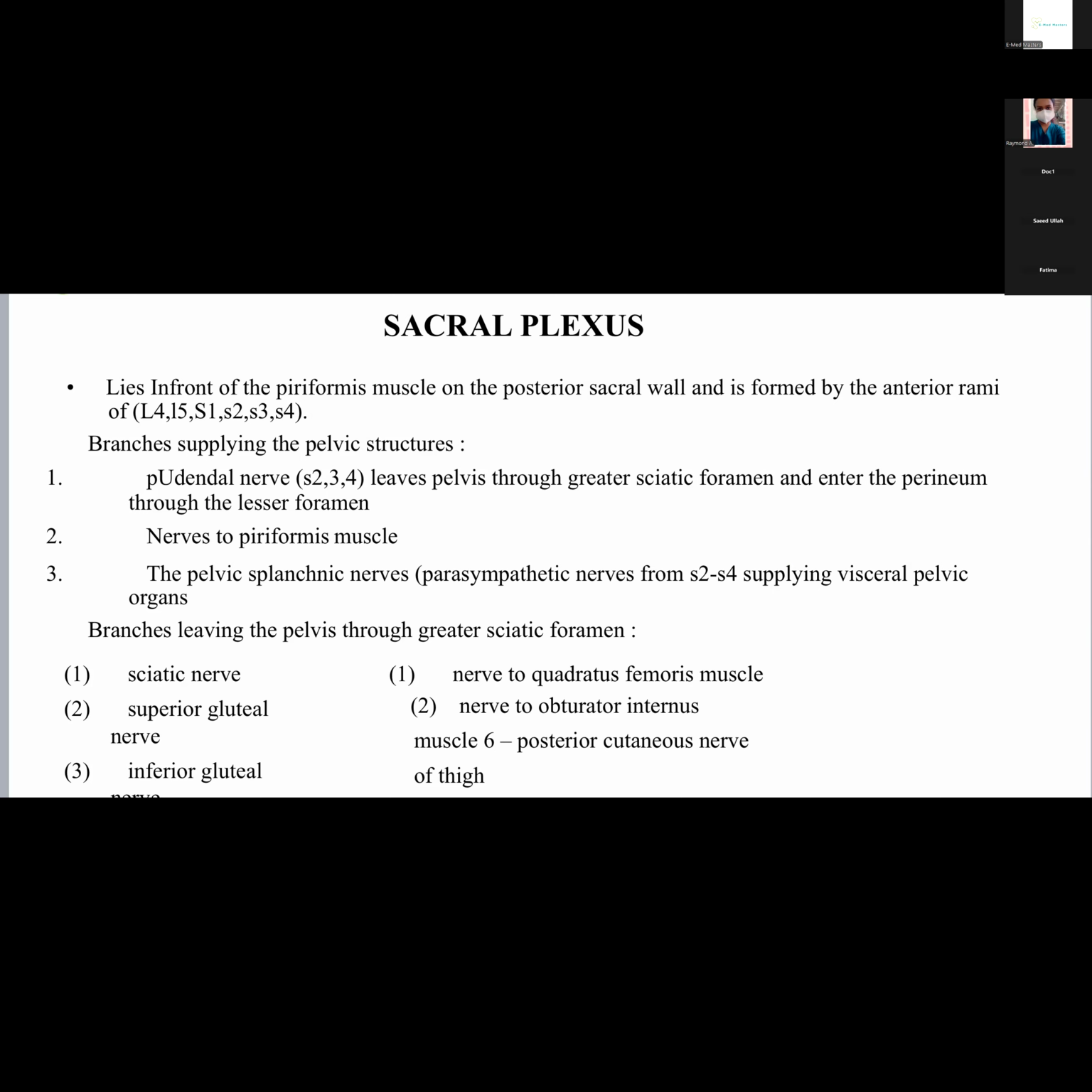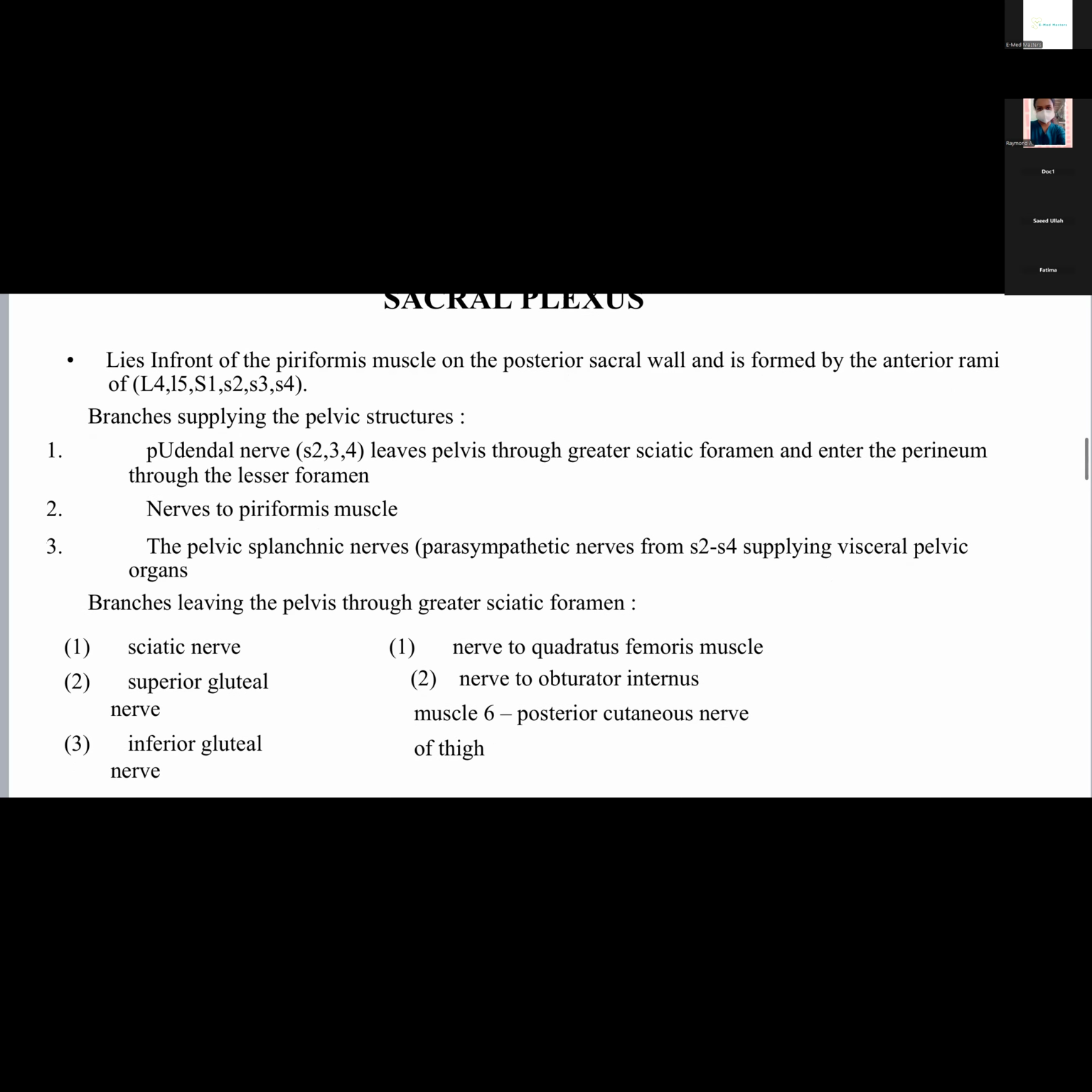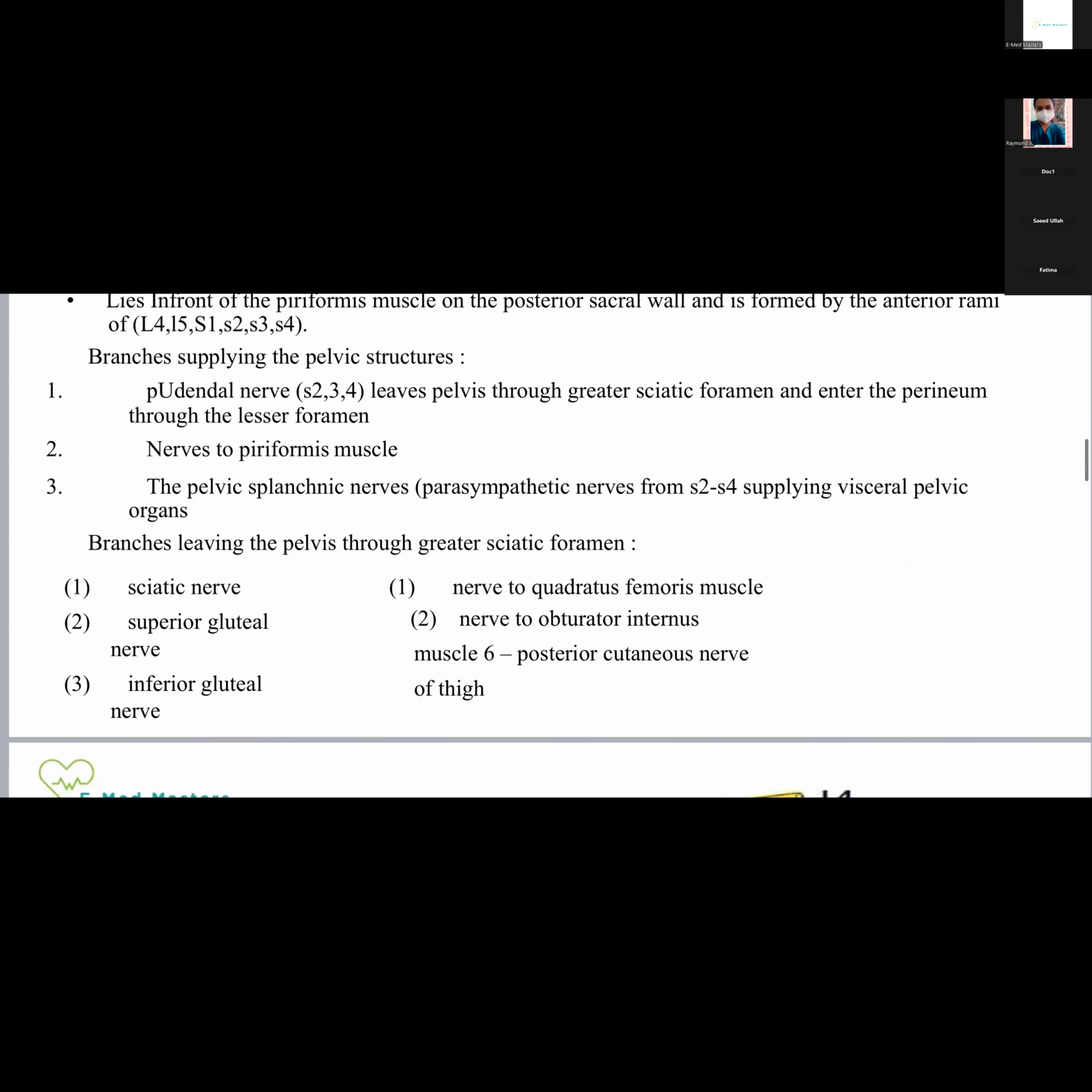So branches that supply the pelvic structures are the pudendal nerve, nerve to piriformis muscle, and the pelvic splanchnic nerves. Pudendal nerve has root value of S2, S3, and S4. It leaves the pelvis through the greater sciatic foramen and enters the perineum through the lesser sciatic foramen and supplies the perineum there. Other nerve is the nerve to piriformis that supplies the piriformis muscle, and the pelvic splanchnic nerves.